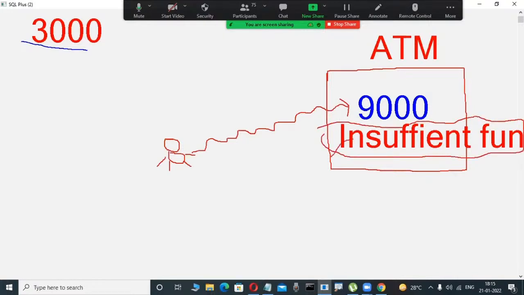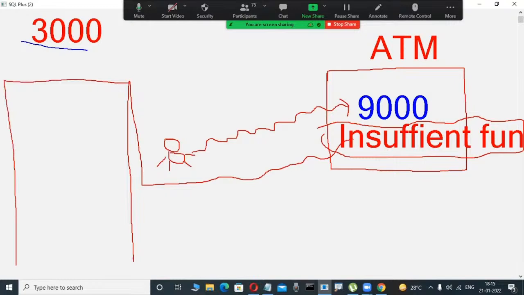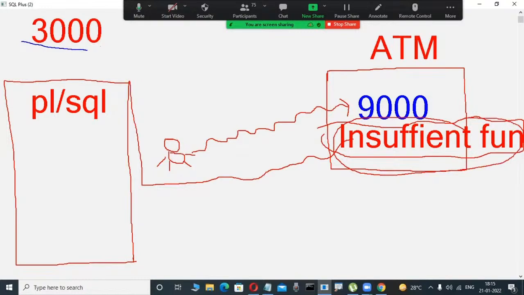But how does the ATM center know this message? Actually, some software engineers are writing the code. That is important. They are writing code in PLSQL. Suppose in Oracle banking projects, they are writing in PLSQL. What are the conditions? If the user entered amount is more than the available balance, then they write this message. Same like Java, C++, they are writing if conditions like that. Otherwise, how is it possible?